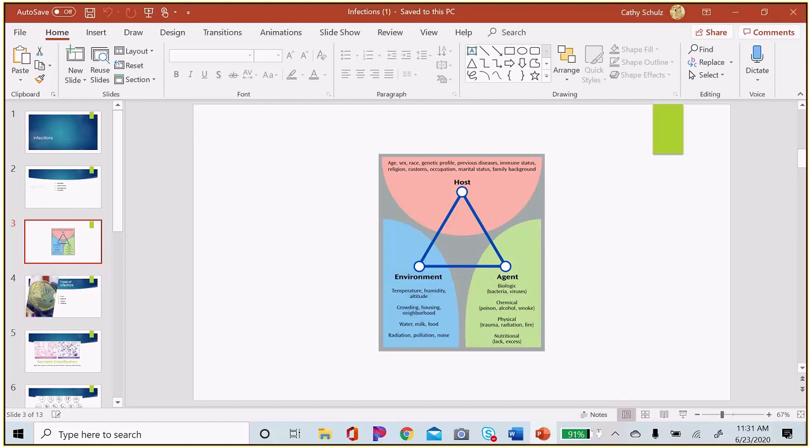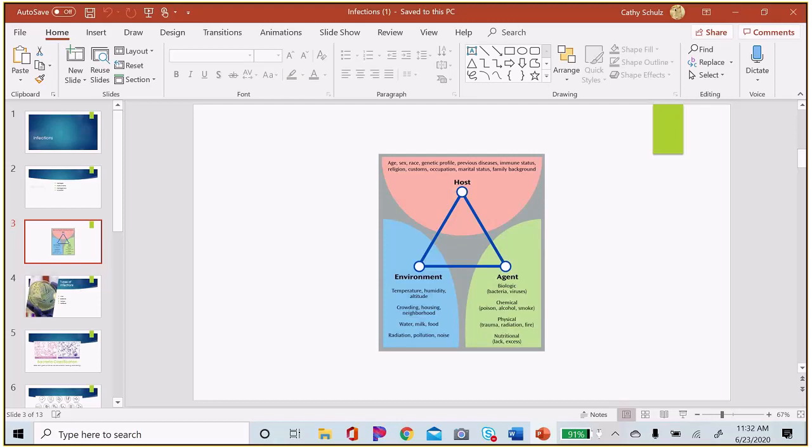The host factors are things about us that might make us more susceptible to infection, or might make it harder for an infection to take hold. Our nutritional status could be a factor. Maybe we're malnourished, then the body is usually weaker and is not as able to fight off infection as if that wasn't a problem of ours. If we were immunocompromised for some reason because we're on chemotherapy or something like that, it's going to be a lot easier to get an infection.